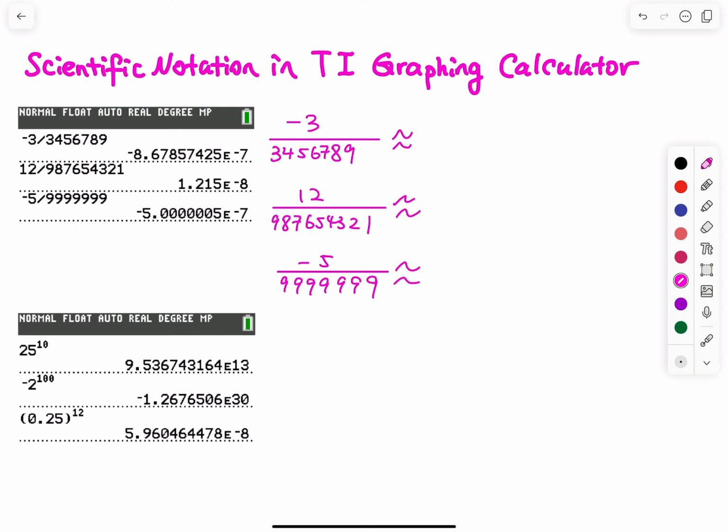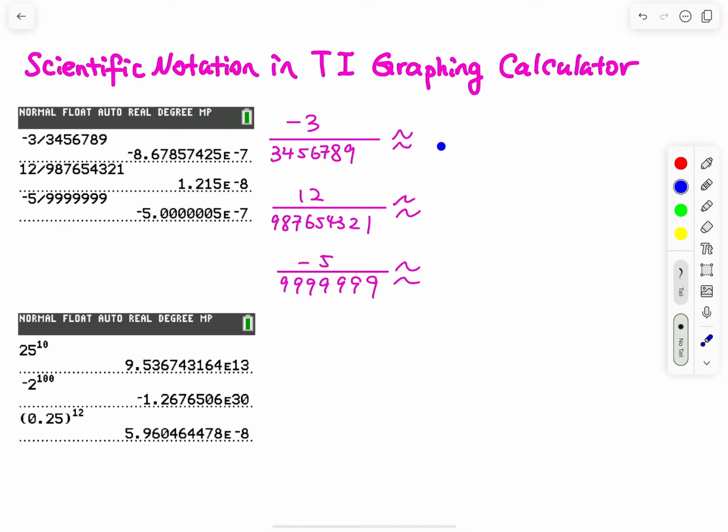The first fraction you see on the left, do you see that I have -3 divided by a very large value, and the result is -8.67 followed by a bunch of numbers, and then you see there is an E minus 7. So what does that mean? What does the E minus 7 mean? The E is a base 10, right? Base 10, and then the -7 is an exponent.